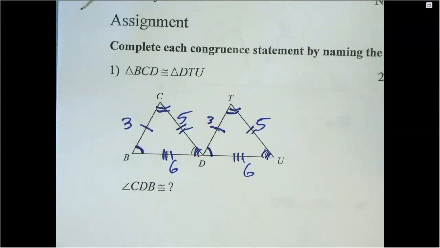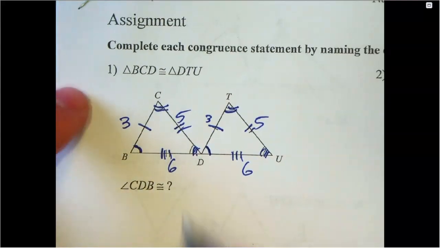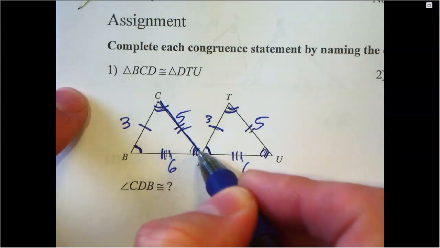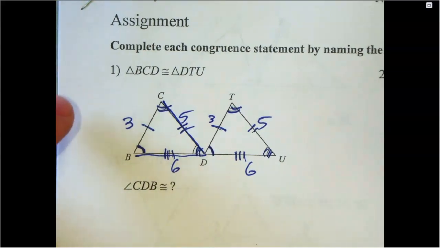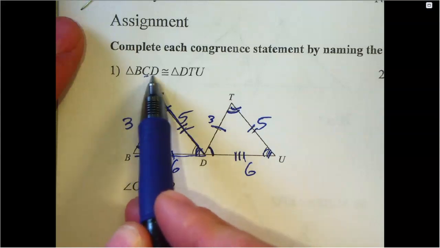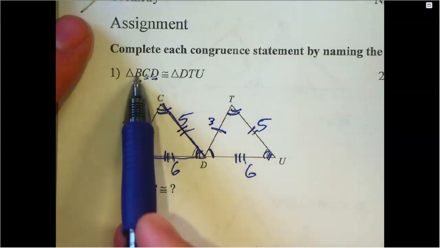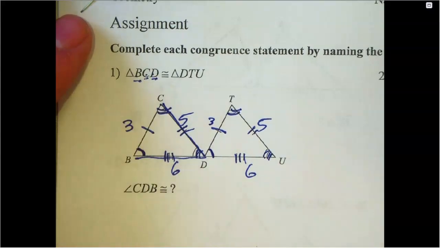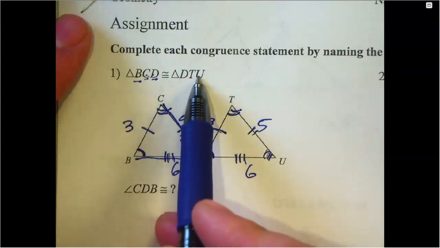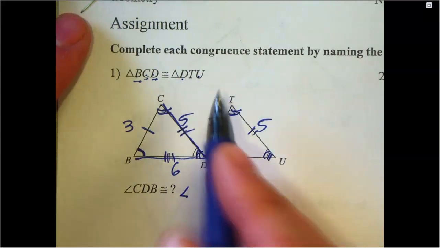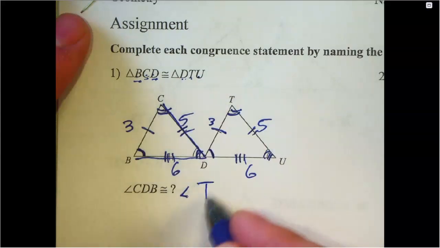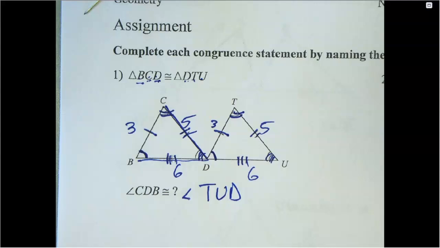So then they're gonna ask you to name things that are equal, and I'm gonna add a couple things to this. So angle CDB. The easiest way is not to look at the triangle. The easiest way is to look at the letters. So CDB, I took the second letter, the third letter, and then the first letter. What order did it go in? Well, I went second letter, third letter, first letter. So in the other triangle, I also have to go second letter, third letter, first letter. So this would be the same as angle TUD, because it has to match up with the order of the letters.